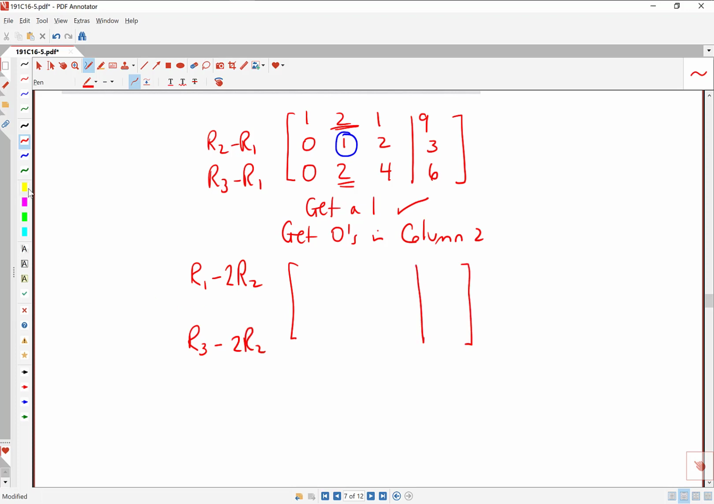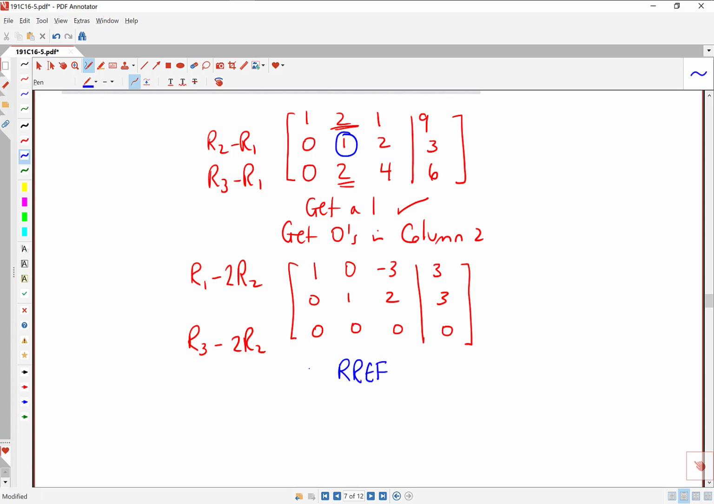All right, so let's look at row 1 minus 2 row 2. That's going to look like 1, 0, negative 3, positive 3. Middle row is staying the same, so we'll recopy that. And then bottom row, row 3 minus 2 row 2, I'm going to get 0, 0, 0, 0. Okay, now it turns out that this matrix is in our REF.